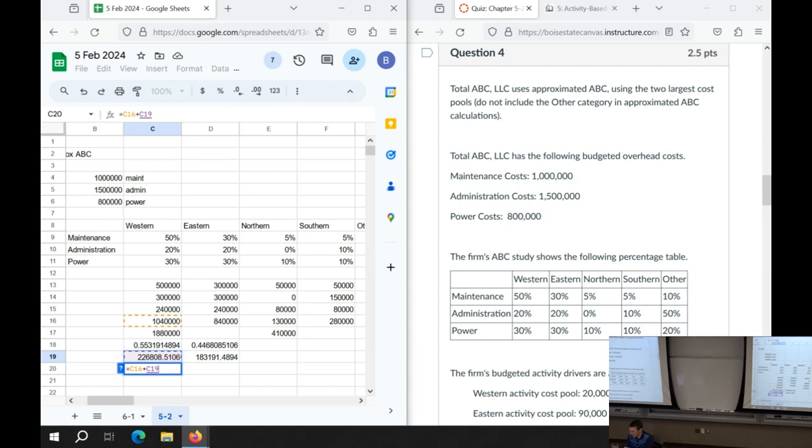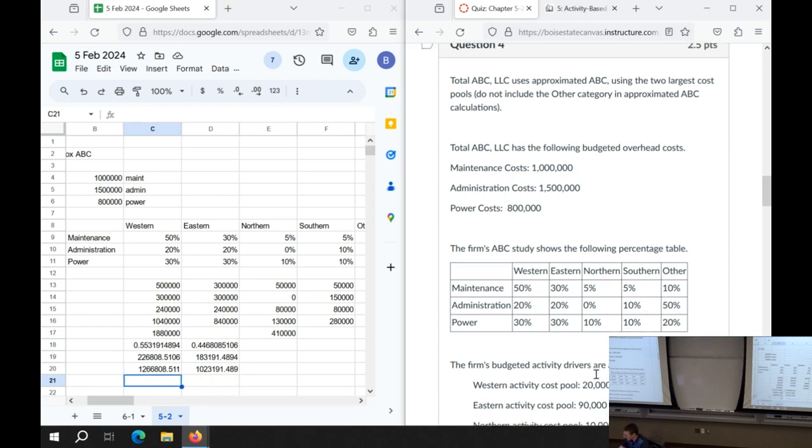But also, Western ate some of the smaller cost pools. And so now it is 1.267 million, rounding. And Eastern started out with 840,000 here, but it eats some of the smaller low dollar cost pools. So it ends up with 1,023,000-ish. There. Great. Now we can start developing activity rates with these in the denominator.